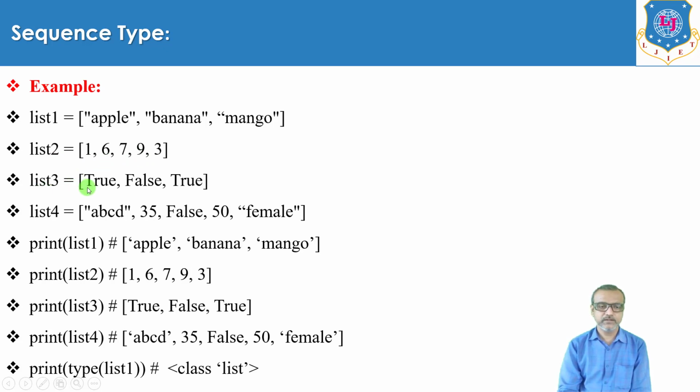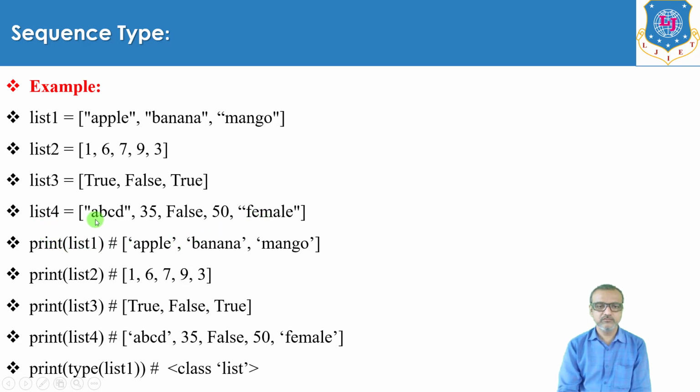List3 equals true, false, true. So in list3 we have Boolean data types. True and false belong to Boolean data types. Then list4, and in list4 we have this one: ABCD is a string element, 35 is an integer, false is a Boolean data type, 50 is an integer and female is a string data type.